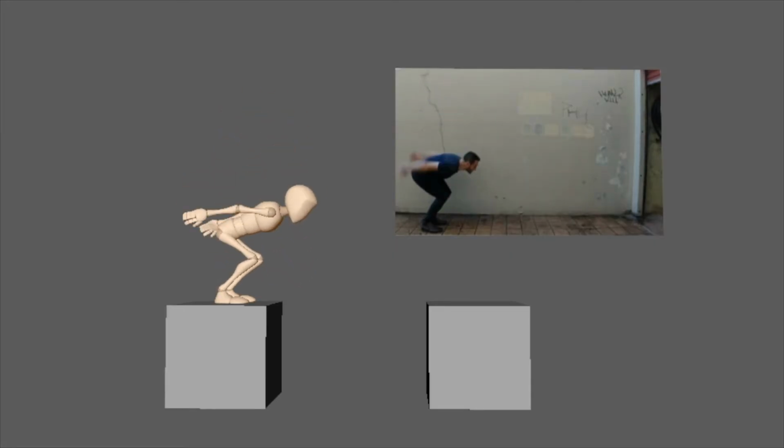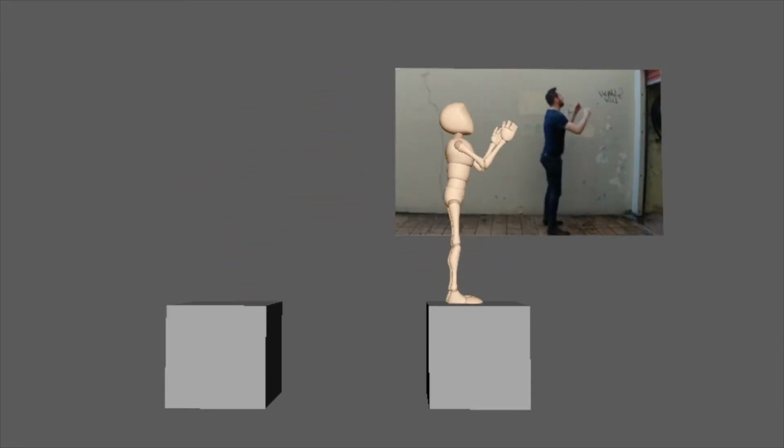And this is the character jumping over a gap and landing animation that I did, and I have used the method of pose to pose to animate it.